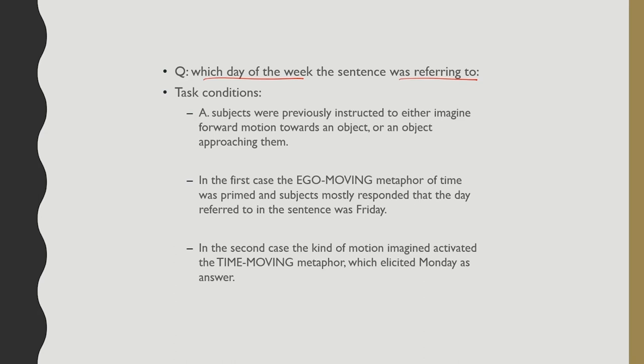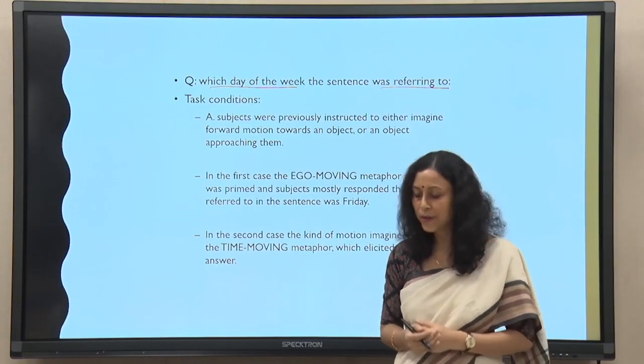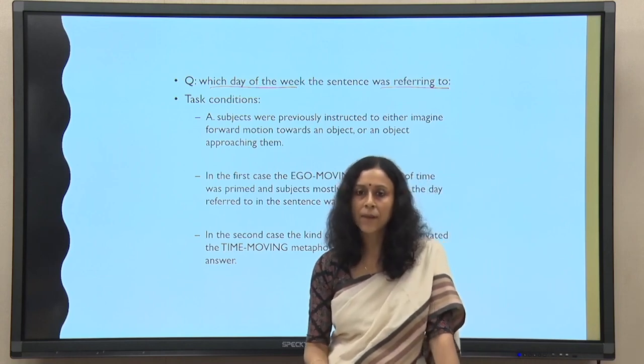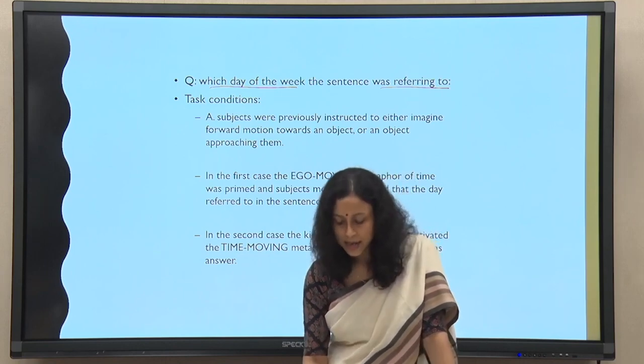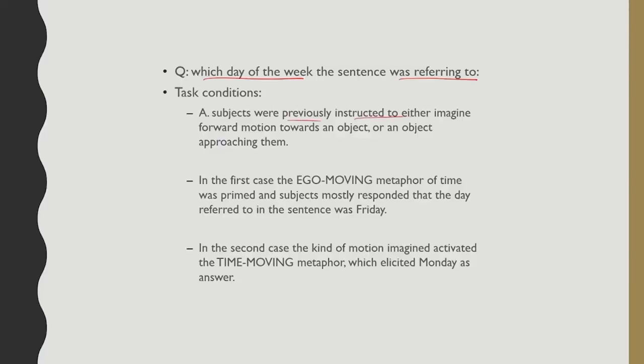Now, what they did was, this was a priming experiment. Priming is when you prime the subjects in preparation of the target object that they have to actually process. So, before the subjects were actually given the target sentence that the meeting has been moved ahead, the subjects were previously instructed to either imagine a forward movement motion towards an object or an object approaching them. So, they were just told close your eyes and imagine that you are moving closer to an object that is a bit far away. Or in other cases, these are the two options.